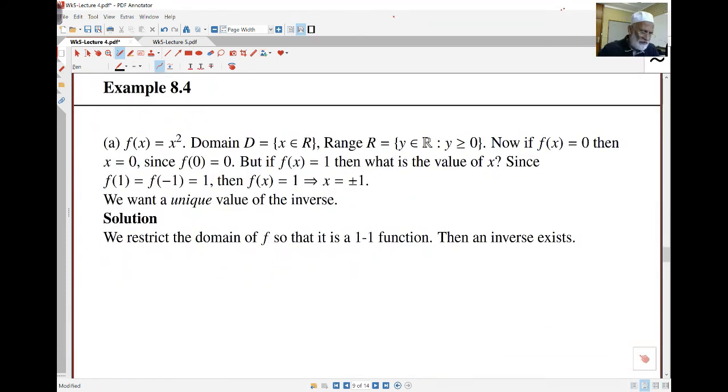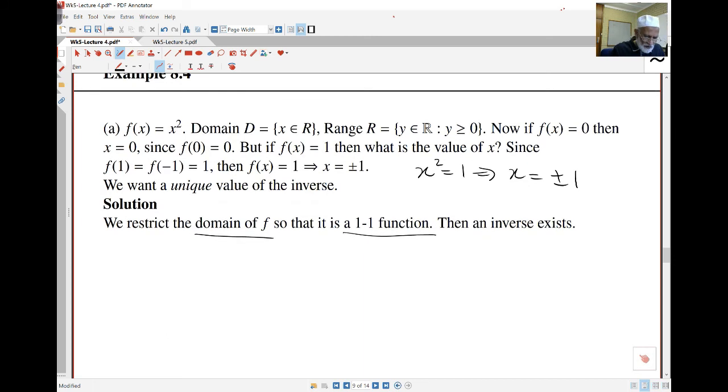Let's have a look at the f(x) equals x squared example. The domain is all the real numbers, and the range is all the non-negative numbers. If f(x) equals 0, I get x equals 0. No problems at all. f of 0 is equal to 0. But if f(x) equals 1, then what value do I give for x? Because x squared equals 1 gives me x as plus or minus 1. And this is a problem because I want to go back to only one value of x, not two values of x. So we restrict the domain of f so that f is a one-to-one function.